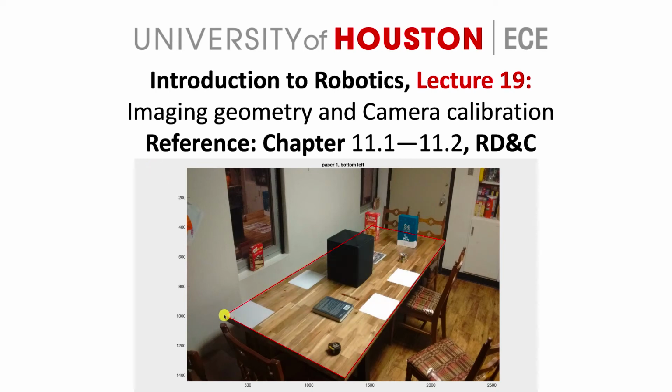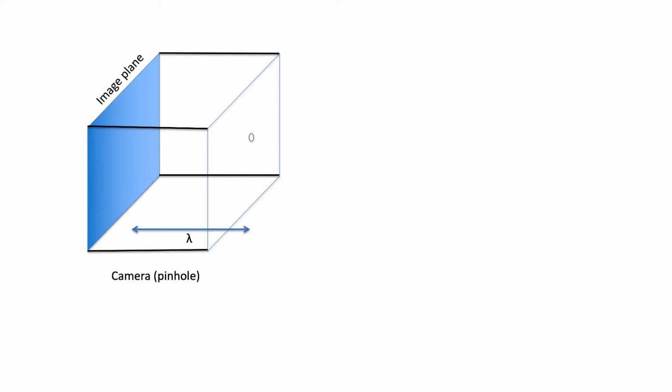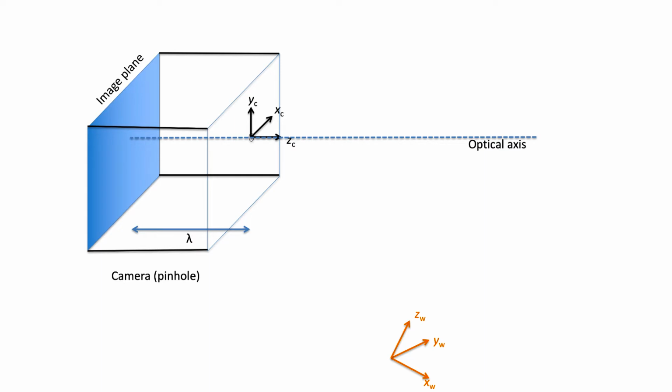Welcome to Lecture 19, where we're going to talk about how we get our imaging geometry and calibrate our cameras. As a reminder, we are using this pinhole camera model, which has a tiny hole that light comes in and then illuminates the image plane, which is located a lambda distance behind this point. We have a coordinate frame for the world frame and also a coordinate frame for the camera frame where Z is pointing outwards from that hole that the light comes through. We call that line along ZC the optical axis of our camera.